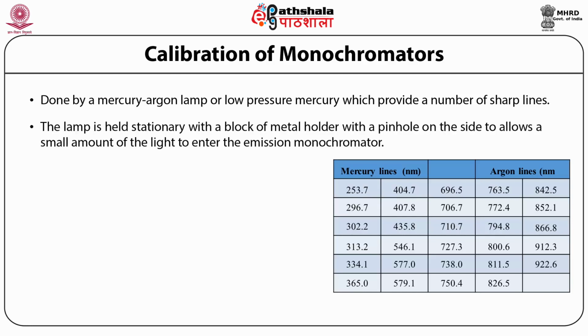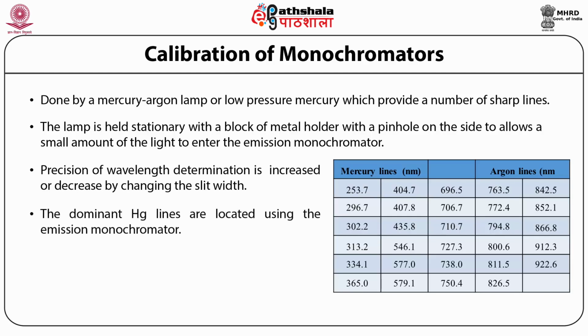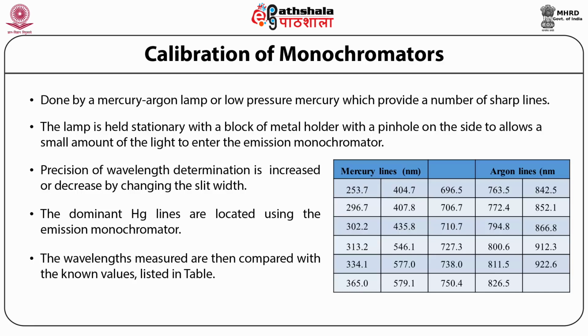The lamp is held stationary with a block of metal holder with a pinhole on the side to allow a small amount of light to enter the emission monochromator. The precision of wavelength determination is increased or decreased by changing the slit width. The dominant mercury lines are located using the emission monochromator. The wavelengths measured are then compared with the known values given in the table.